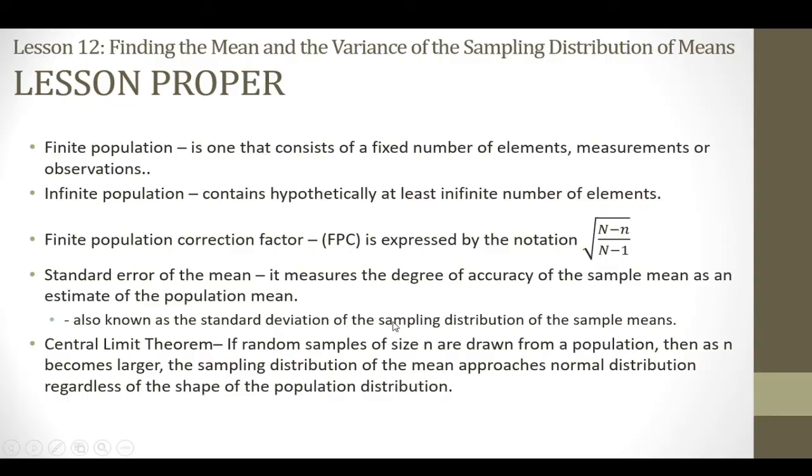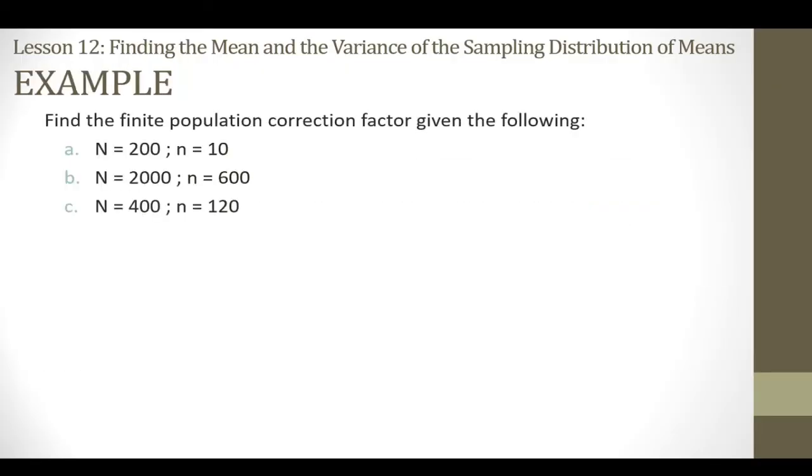Next, central limit theorem. If random samples of size n are drawn from a population, then as n becomes larger, the sampling distribution of the mean approaches normal distribution. Habang papalaki raw yung population, yung distribution daw ay nagiging normal. So again, this is the central limit theorem. Kuha? Okay, good. Now, some examples.